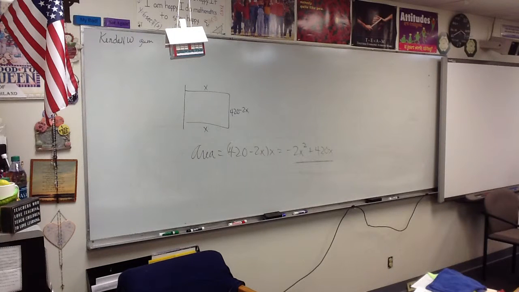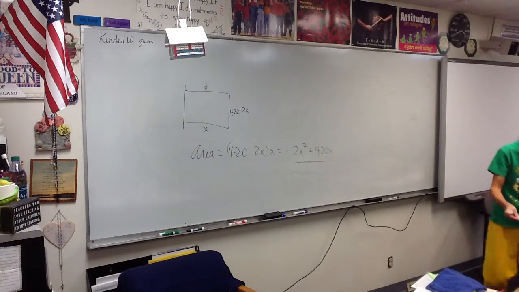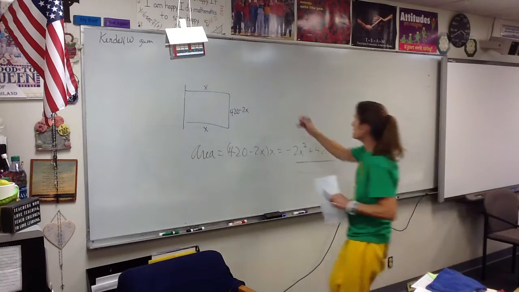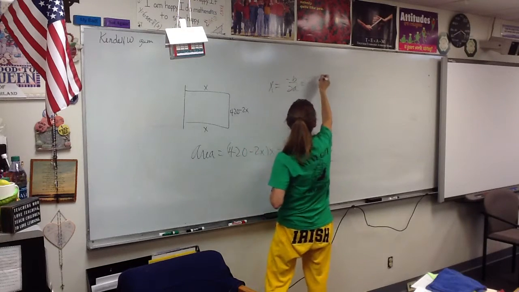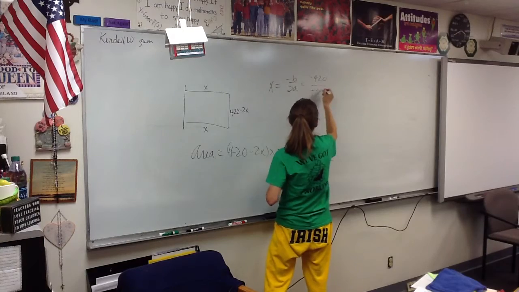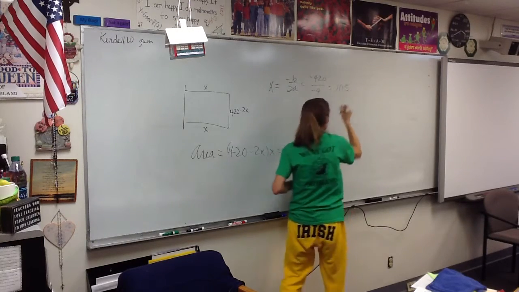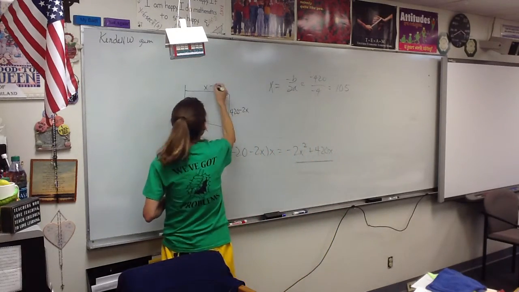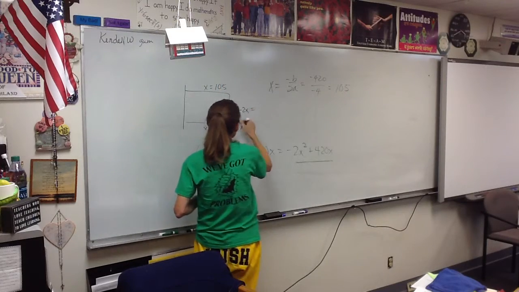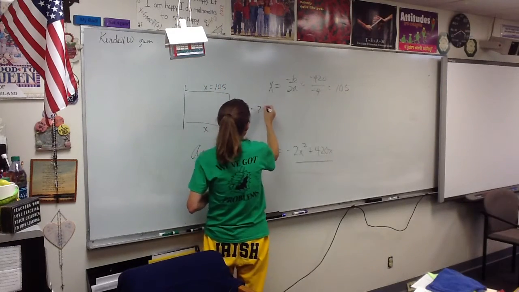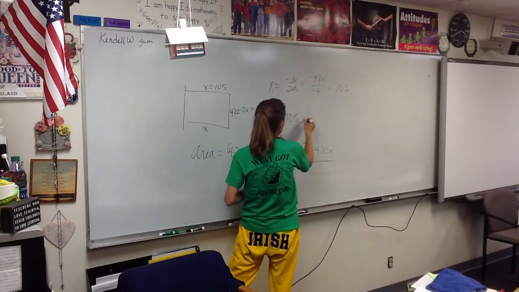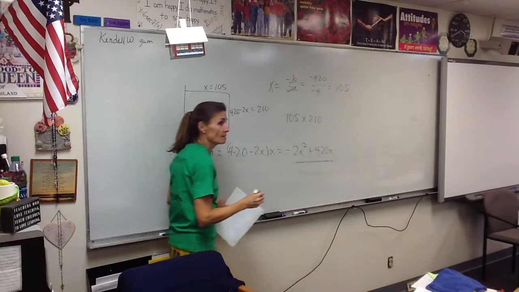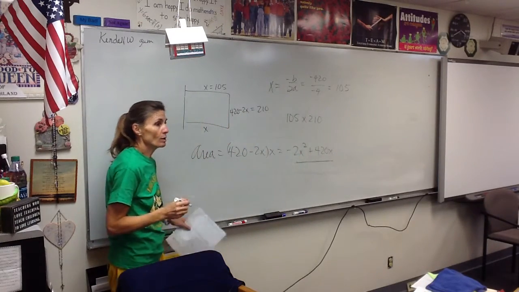So I need to find the vertex. And you can do that a couple different ways, but the easiest way is just negative b over 2a, which would be negative 420 over negative 4, which is 105. So this dimension is 105, and this dimension would be 210. So your answer is 105 by 210. That's the size of the area you want to enclose.